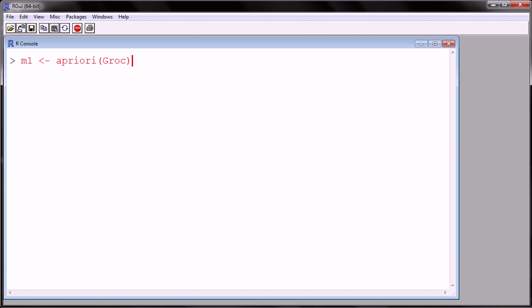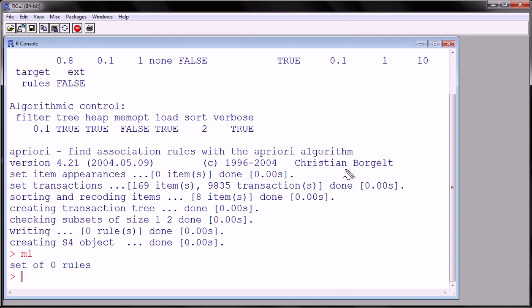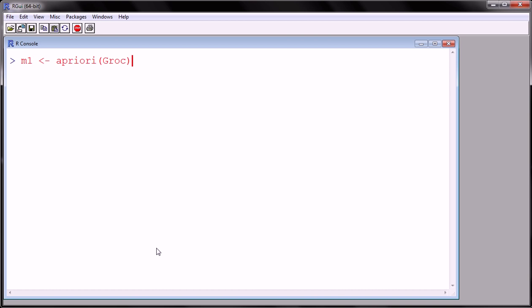Now if you were to leave it like this, you would be using the default values for minimum support and minimum confidence, which are set at 0.1 for support and 0.8 for confidence, I believe. If we do this, we get some output here. The most interesting thing is that M1 yielded no rules, so that's not useful. The reason is that the default minimums were too stringent.